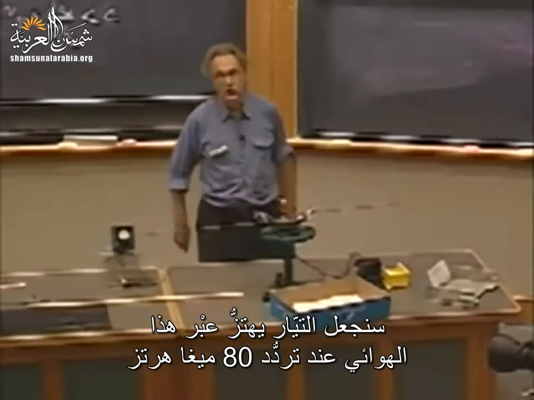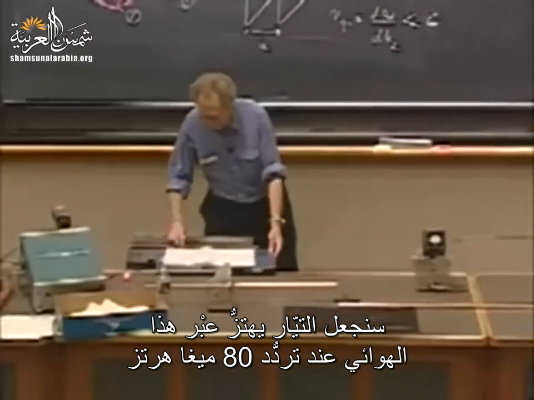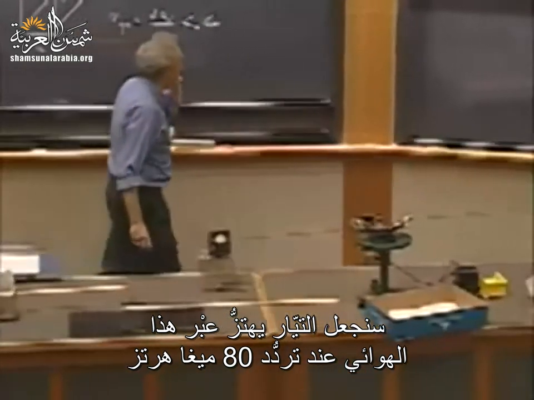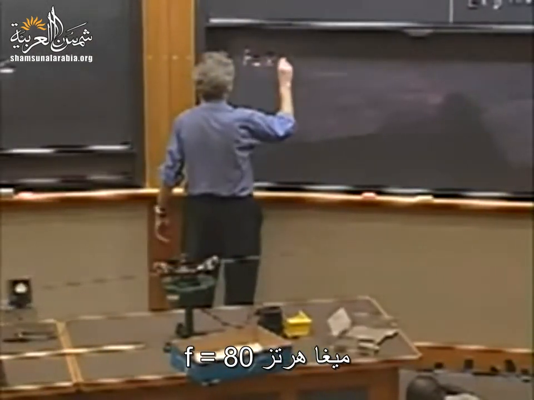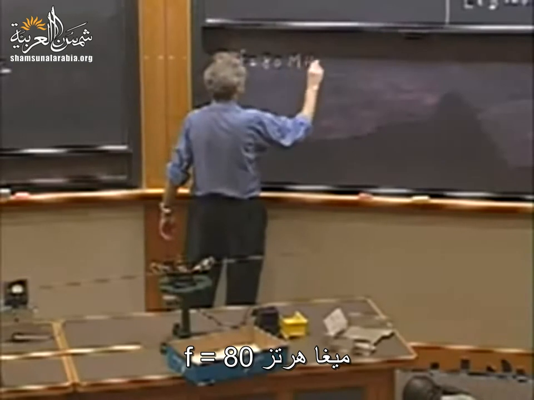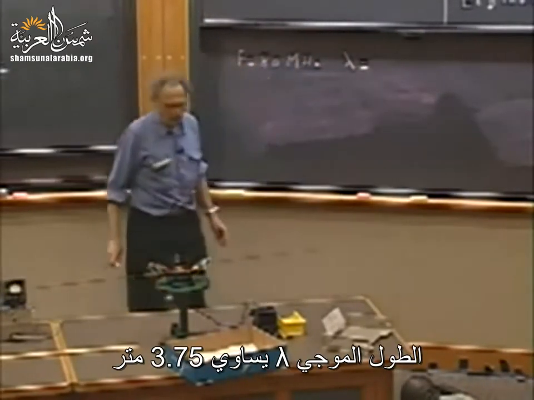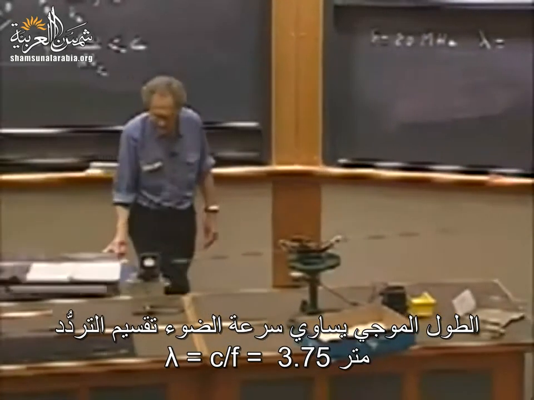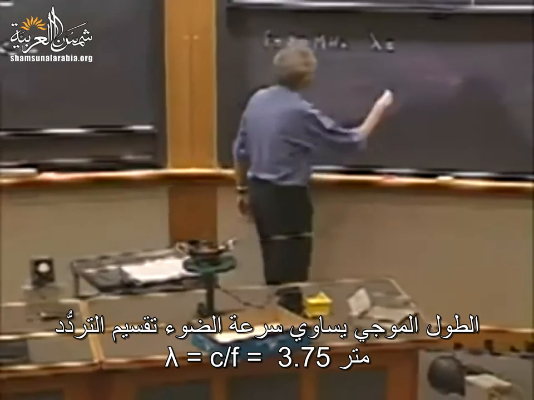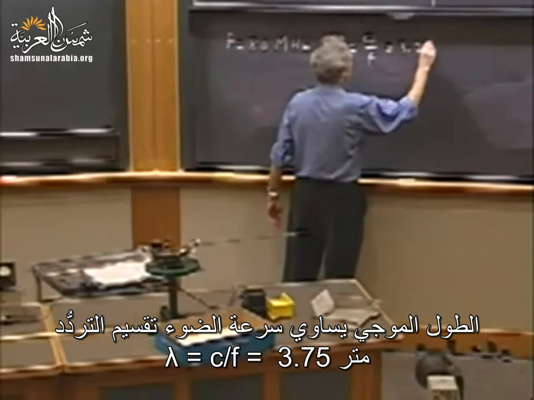This is an antenna through which we are going to oscillate a current at a frequency of 80 megahertz. So f is 80 megahertz. So the wavelength lambda is about 3.75 meters. The wavelength is the speed of light divided by the frequency, which comes out to be about 3.75 meters.